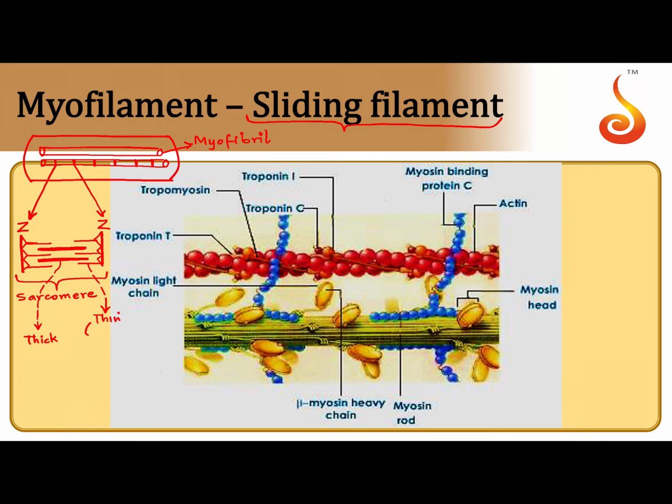By now you are aware that the thin filaments are made up of a protein called actin, and the thick filaments are made up of a protein called myosin. What is depicted here in light green is the thick filament, and in red color is the thin filament. So you can see both the thick and the thin filaments present in close proximity within this sarcomere.